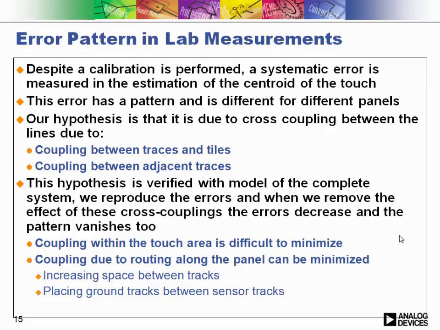So the problem was that the routing had some coupling to the other routing and to the sensors. There are several ways, obviously, to fix that: space them out and move them apart, but that was not an option because of the restrictions in your panel. Or placing ground tracks between the tracks, and again, that is not possible because of restrictions.